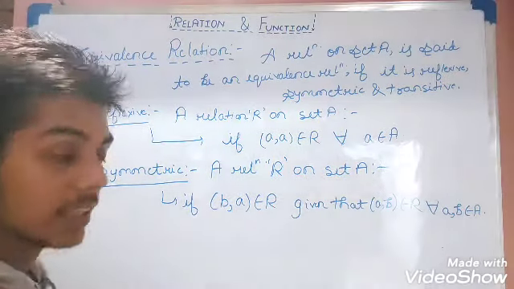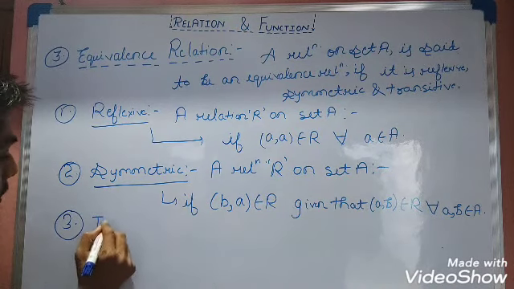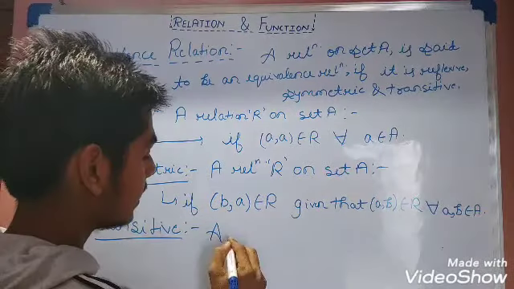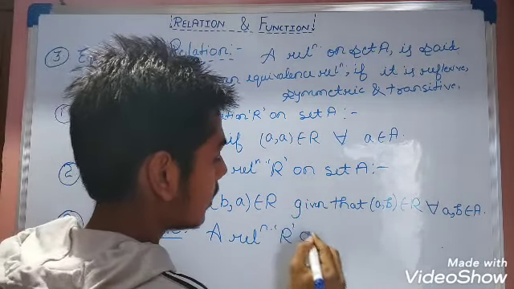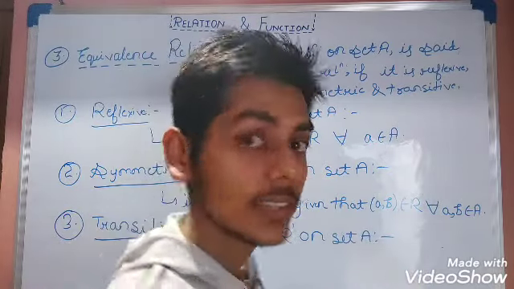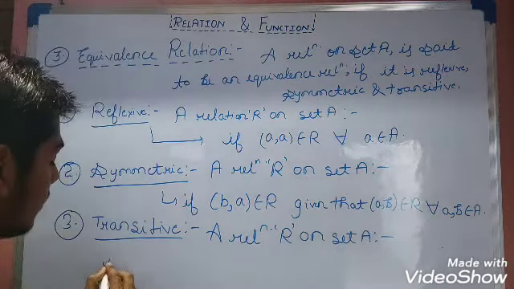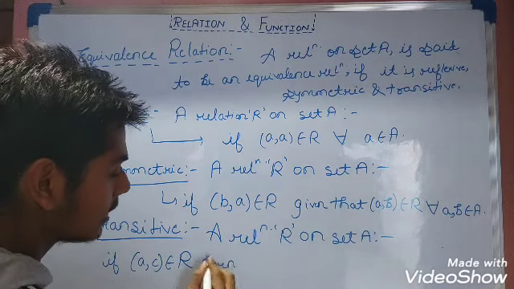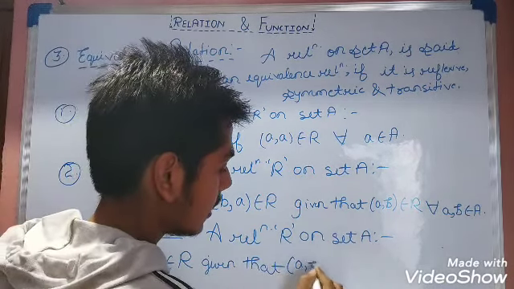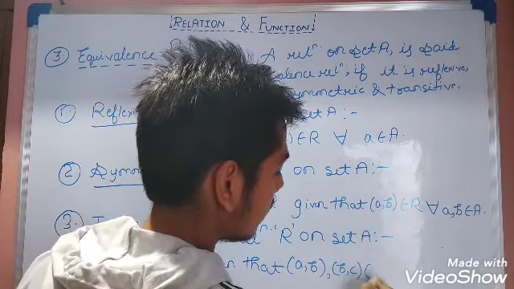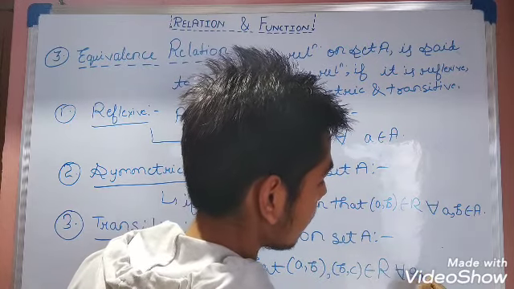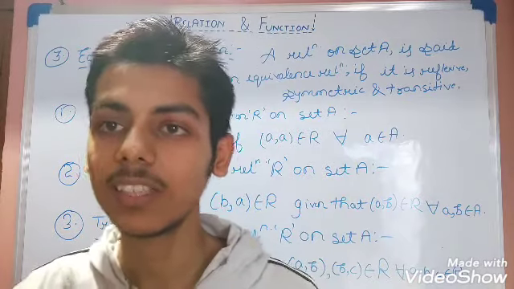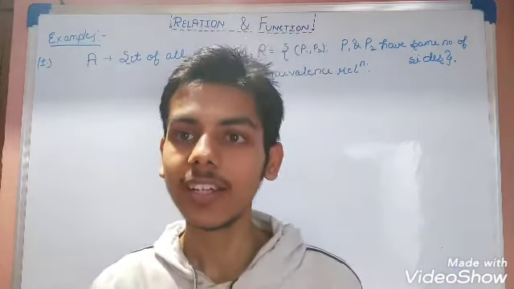Now the third one is, what is transitive? A relation R on set A is said to be transitive if (a, c) belongs to the relation set, given that (a, b) and (b, c) belong to the relation set for every a, b, c belongs to the set A. So I hope you understand what is equivalence relation. So let us solve some examples.